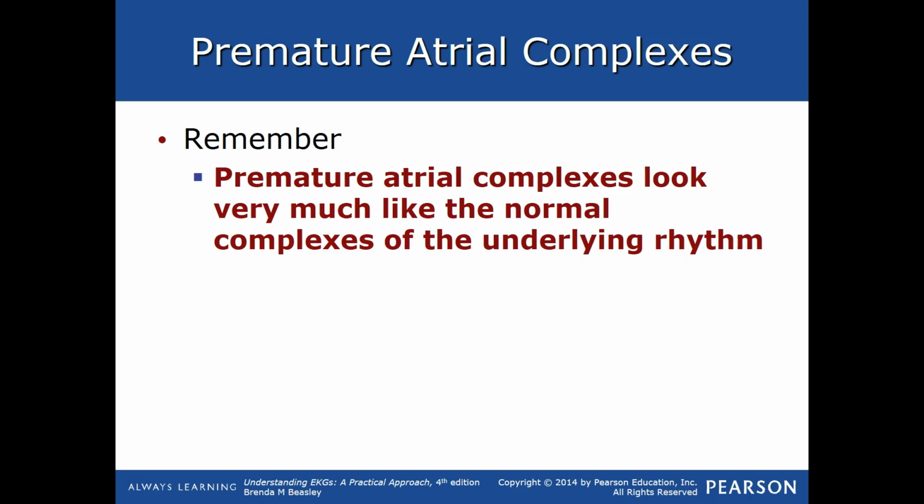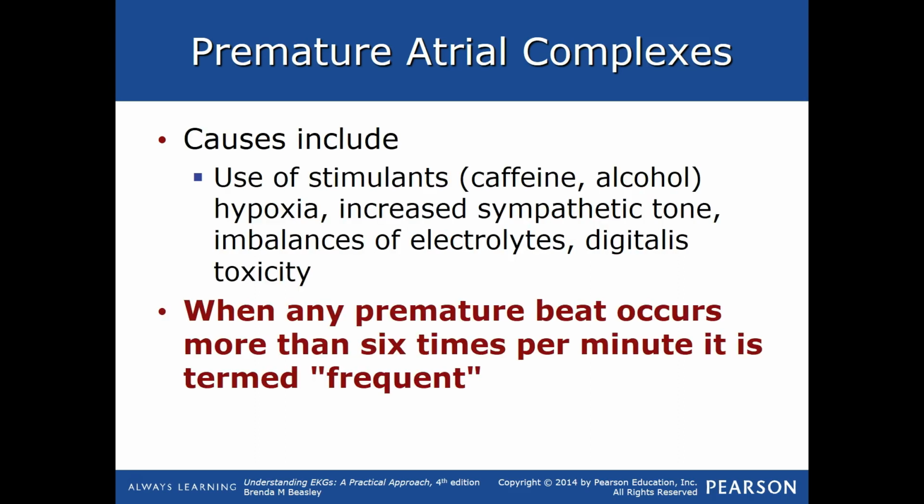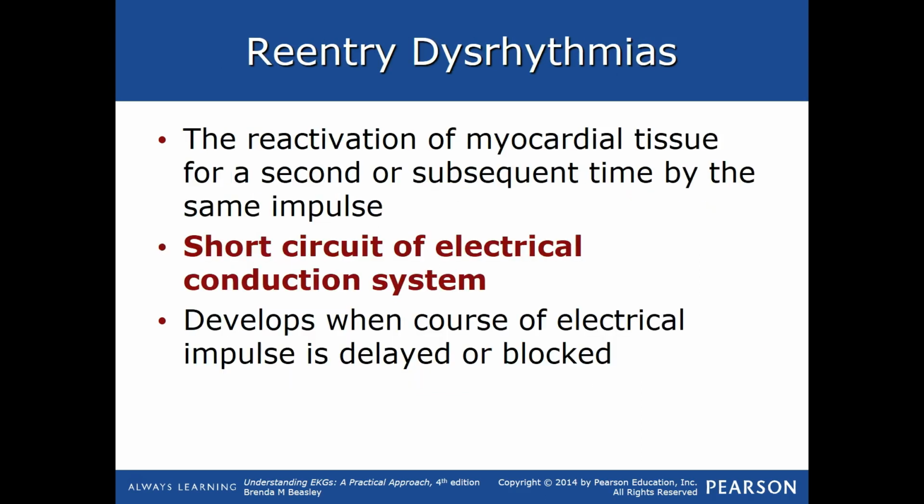And they look very much like the normal complexes of the underlying rhythm. It's just, remember, that P wave has the difference, as well as it's early. So a lot of different things cause it. The most common thing that I've seen cause it is probably just stimulants, so a lot of caffeine, a lot of coffee, or even some stimulant drugs. But when you have any premature beat that occurs more than 6 times in a minute, it is termed frequent.